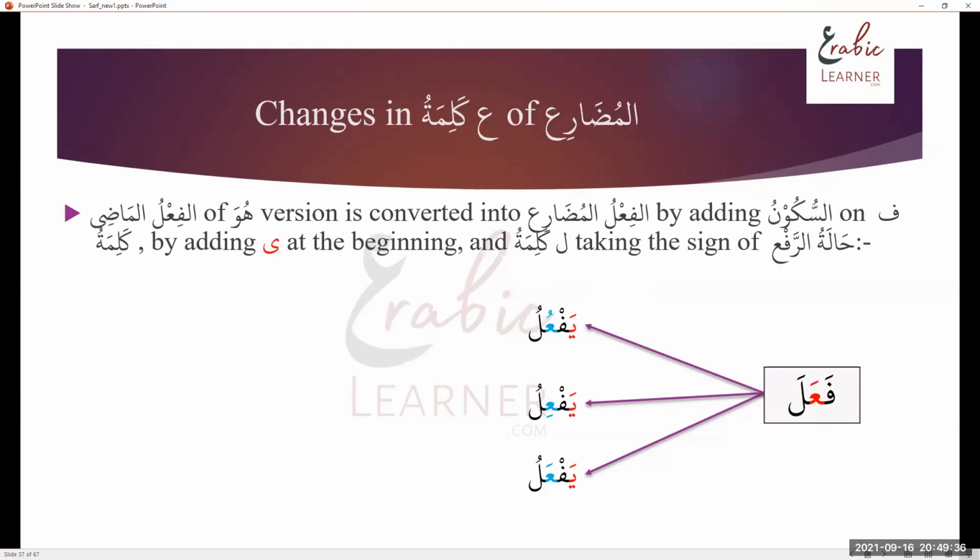Whenever I was talking about I'rab, what is the highest status? The highest status is Dhamma. The little lower, middle status is Fatha, and the lowest status is Kasra. You remember this, brothers and sisters, from when I was teaching you in the previous book? So this Ayn Kalima of fa'ala, sitting in between in the Fi'l Maadhi, is the middleman. He can step up, he can step down.